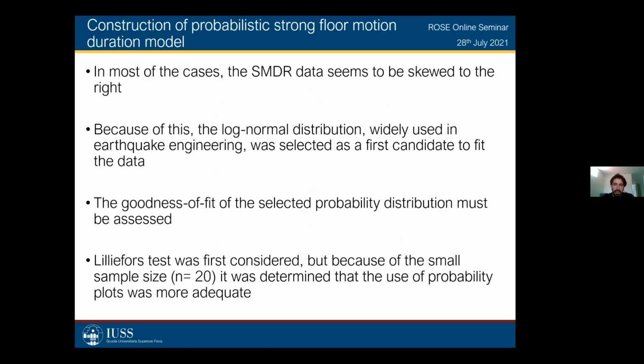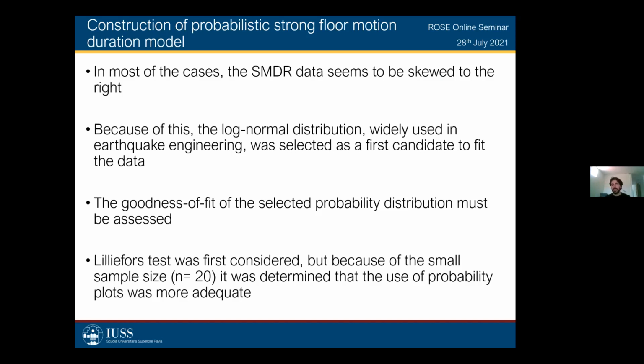As I was explaining before, in most of the cases the data seems skewed to the right. Because of this, the log normal distribution, which is widely used in earthquake engineering, was selected as a first candidate to fit the data, to see if it makes sense. But the problem is that when you fit a probability distribution, you need to assess the goodness of fit, because you cannot just fit a probability distribution. That would be a terrible practice. So the goodness of fit needs to be assessed.